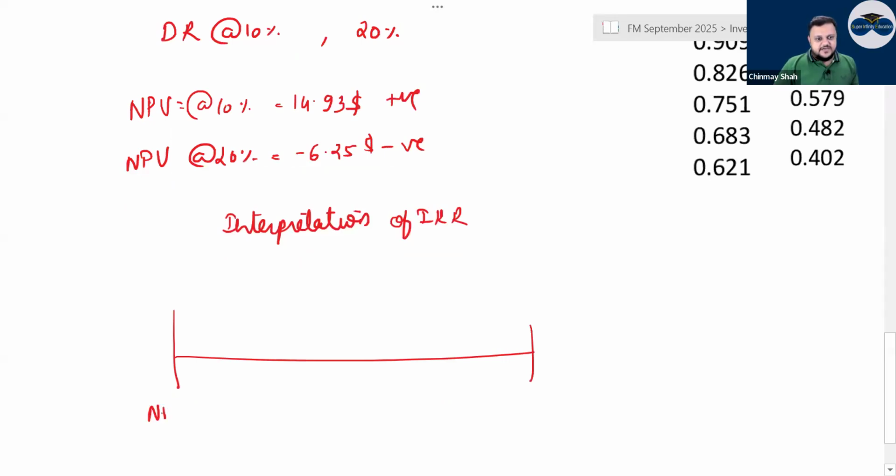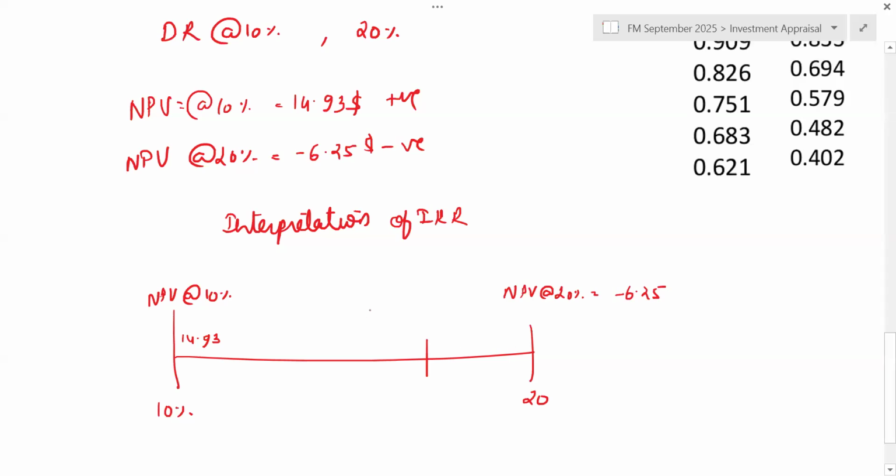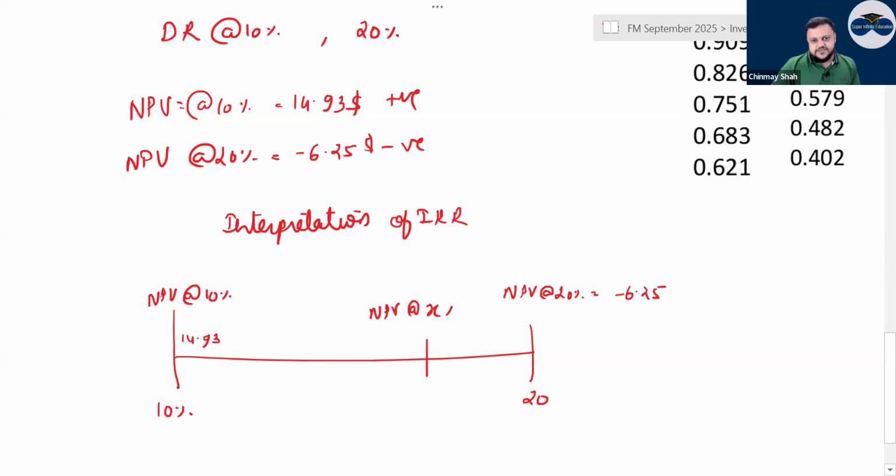See, NPV at 10%, or I will say this is 10%. And NPV at 10% is how much? Tell me. 14.93. I will write 14.93. Then NPV at 20% is how much? Minus 6.25 at 20%. Now I want you to calculate the IRR. What is IRR? Tell me. That rate at which the investment NPV, NPV at X percentage, I want to find the rate. What is the rate?